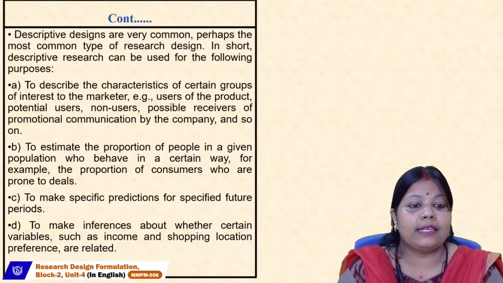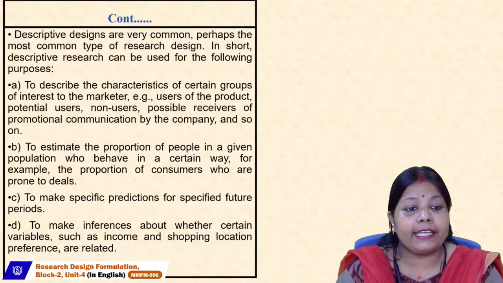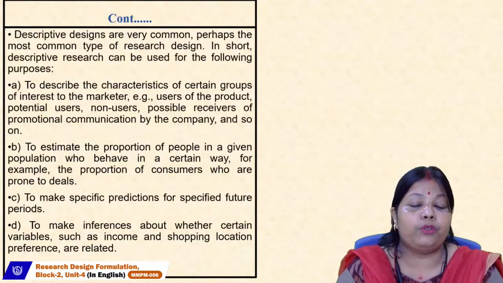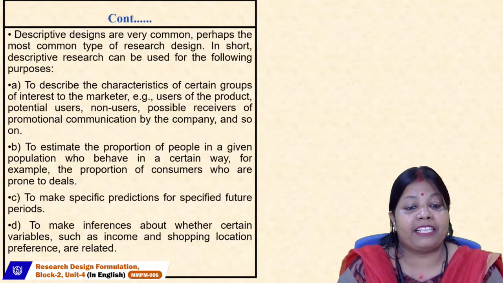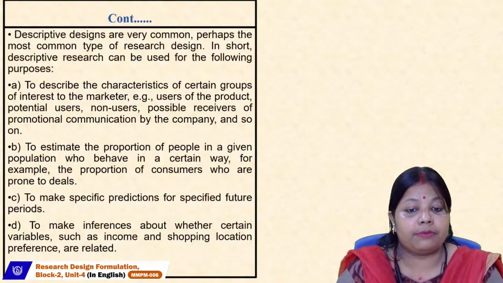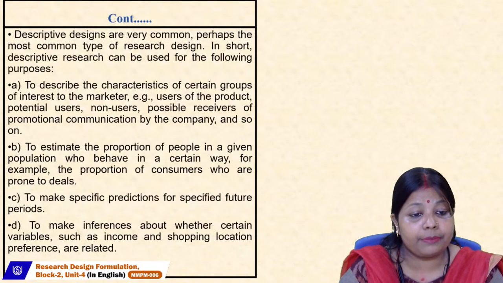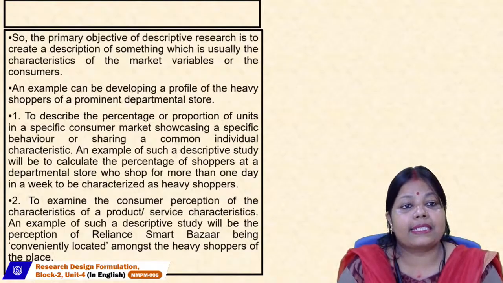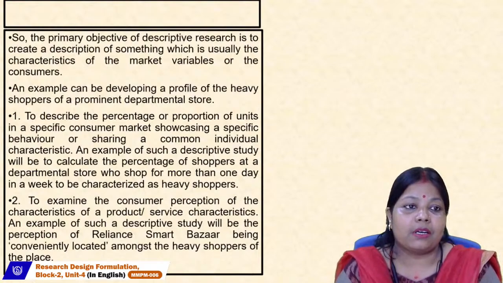The second one is to estimate the proportion of the people in a given population who behave in a certain way. For example, the proportion of consumers who are prone to deals, or to make specific predictions for specified future periods, or to make inferences about whether certain variables such as income and shopping location preferences are related. So the primary objective of descriptive research is to create a description of something, which is usually the characteristics of the market variables or the consumers.